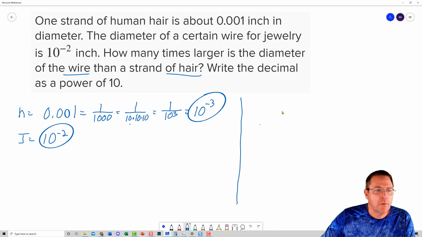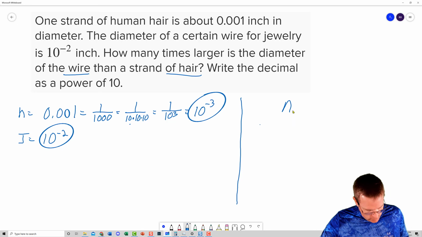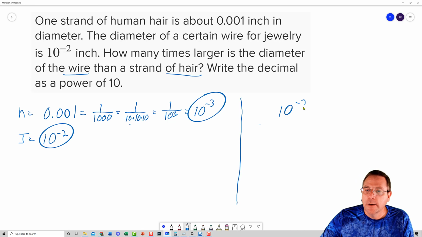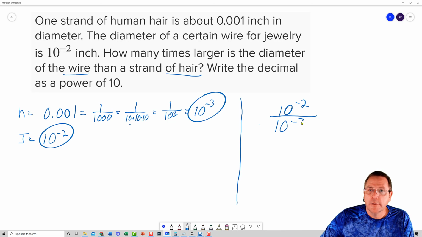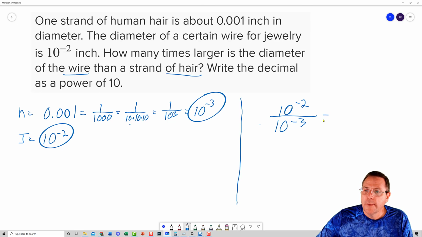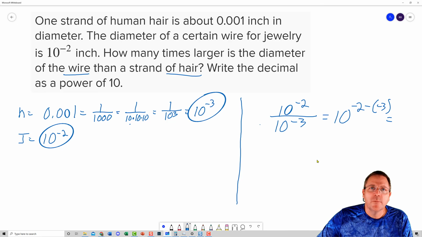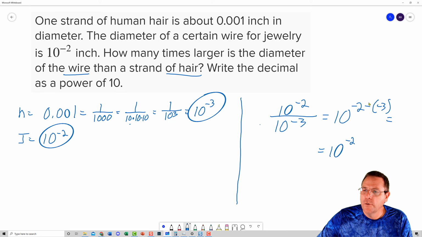So the wire is going to go on top. That's going to be my jewelry wire, which is going to be 10 to the negative 2, divided by the hair, which has become 10 to the negative 3. Now when you're dividing exponents with a common base, that means we could rewrite that as 10 to the negative 2 minus a negative 3. But that gives me an ugly problem. So I'm going to make my ugly problem pretty by saying 10 to the negative 2, negative times a negative is a positive 3, which means I have 10 to the first power, also known as 10.